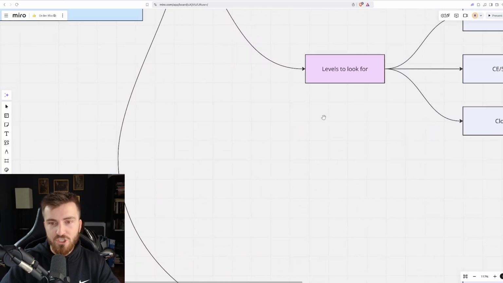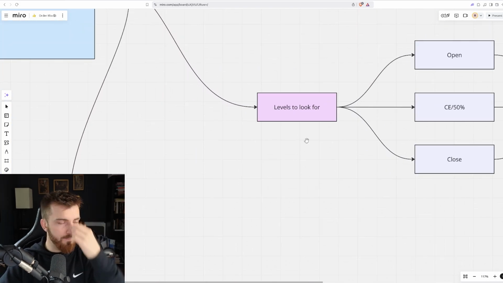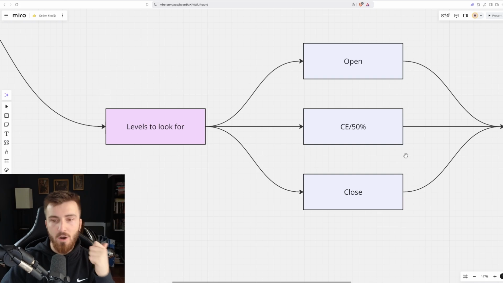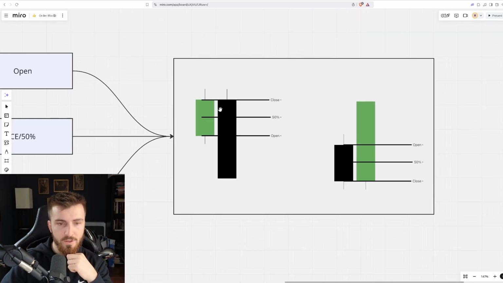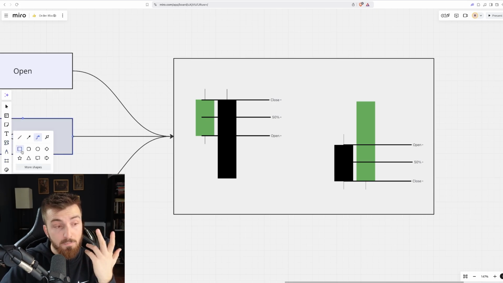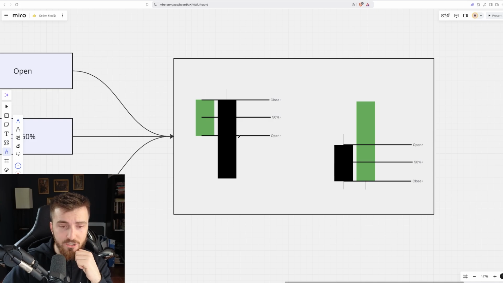Now, next question, what levels do we look for? Just as the fair value gap, it's the open, the consequent encroachment, or the 50%. Again, I don't like the consequent encroachment. Or the close. You can see it right here. On a bearish order block, open, 50%, and close. Usually, by the way, I'm already giving you a possible way for you to execute on. When I see this sort of reversal, I like to put my orders at the open. I don't put it at 50%. I don't put it at the close, right?